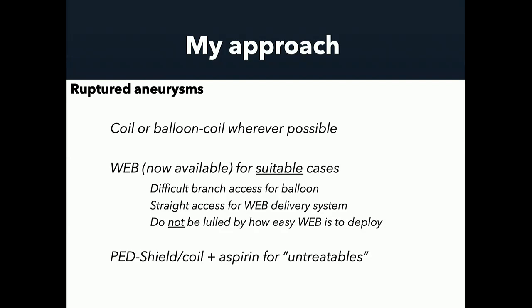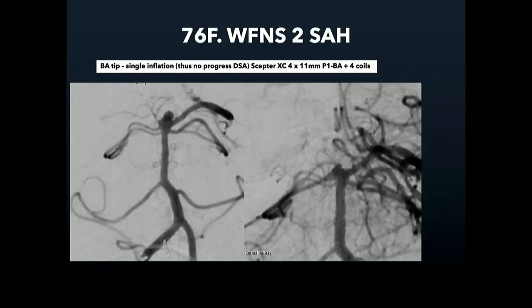And as per my earlier talk, if it's an appropriate case and it's really untreatable by other means, I'll use a Pipeline Shield and aspirin. So just an example, 76-year-old lady, not in terrific health, WFNS 2, she's got a wide neck basilar tip aneurysm. It's not a perfect angiographic result. There's only really 2 angiograms because it was all done under 1 inflation with 4 coils, but that's enough to get her through probably for the rest of her life without too many worries. So it's just a simple balloon coiling.